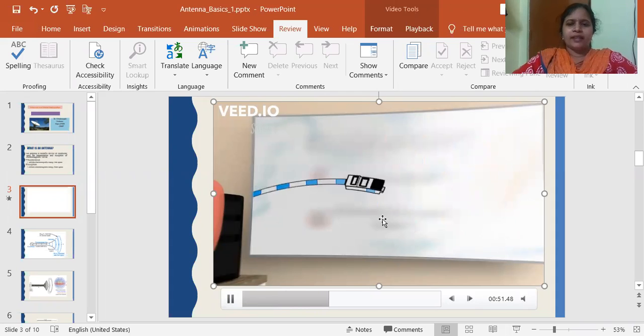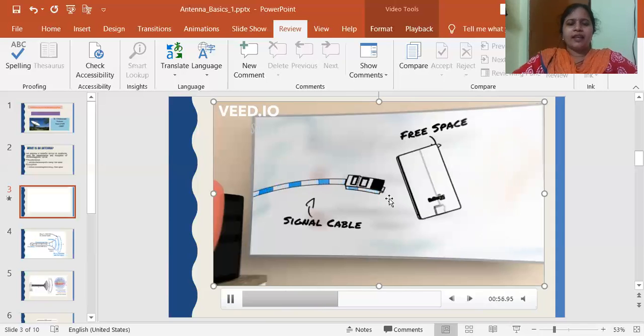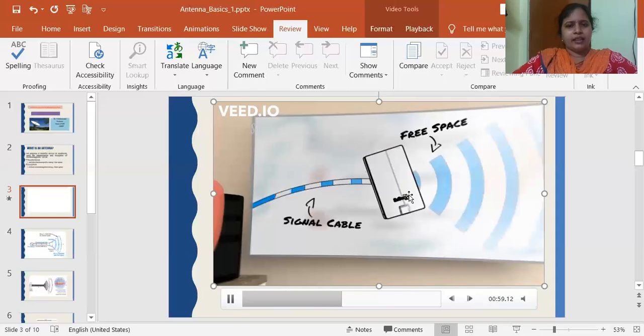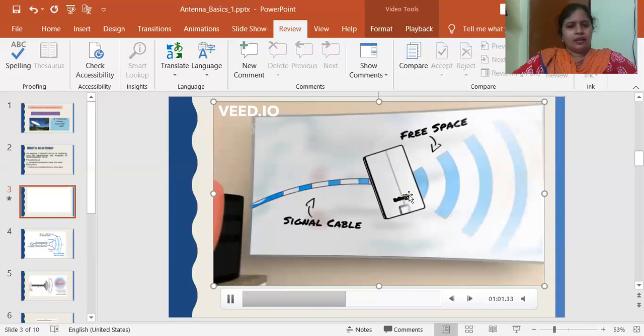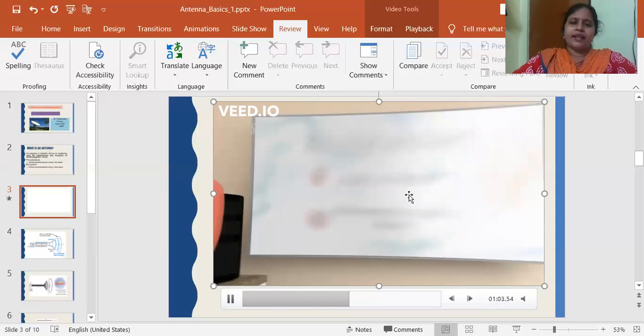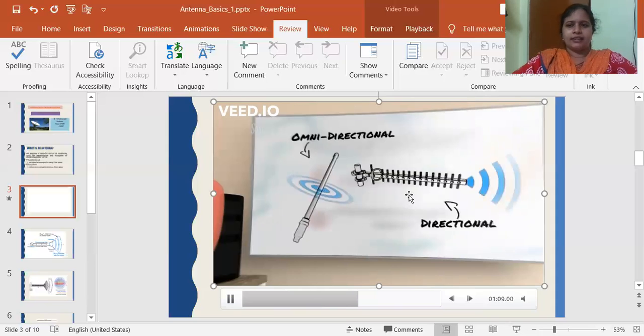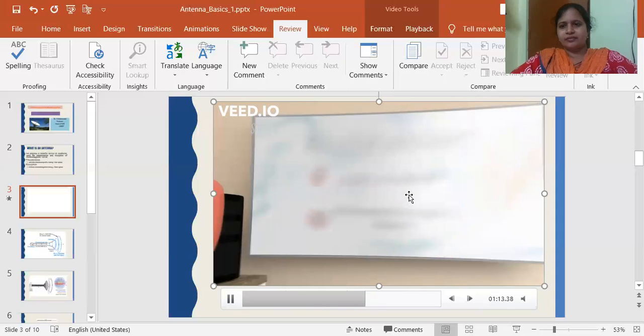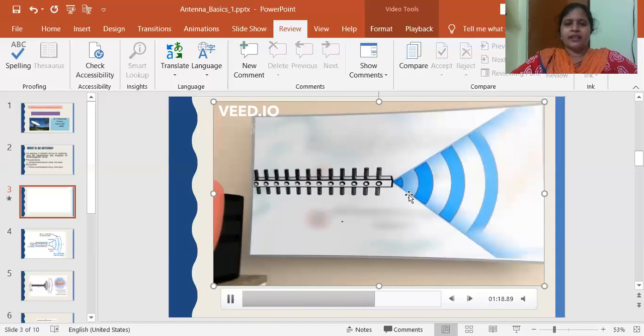There are basically two types of antennas. So here, if you see the antenna, whenever it is connected to the free space, then only it will radiate maximum energy. These are the two different antennas, omnidirectional and directional. So I will show you how gain will be calculated.